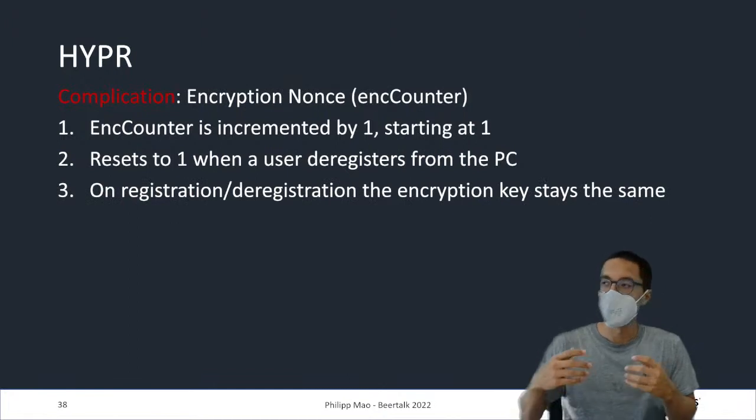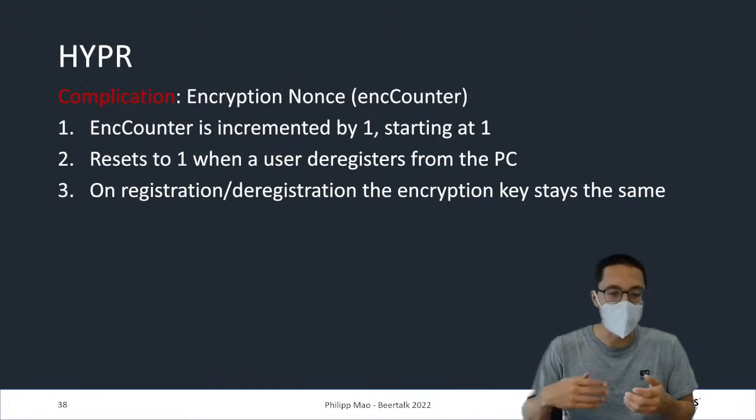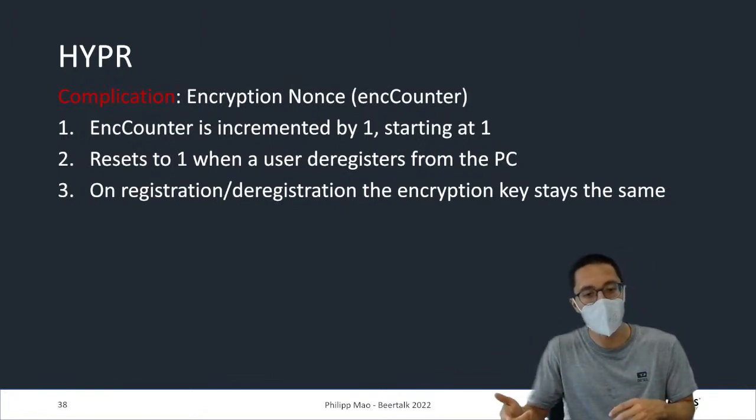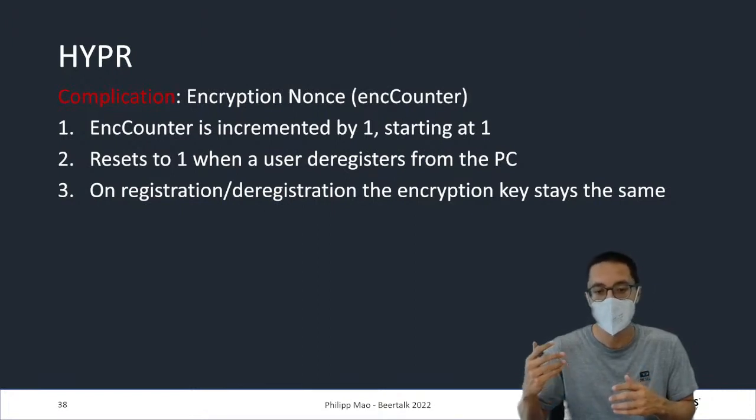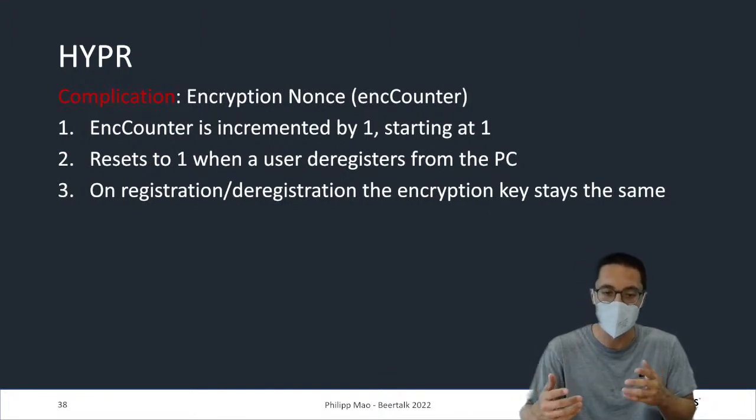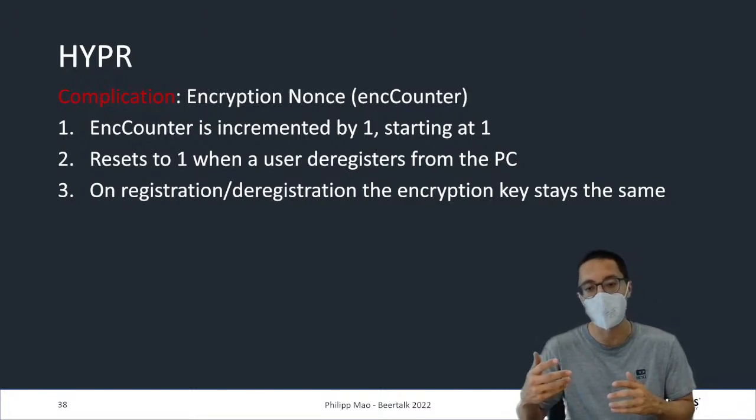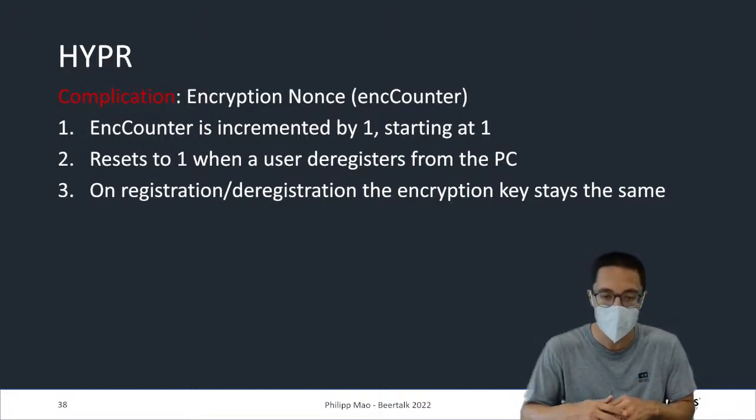When a user deregisters from a computer and then re-registers, what's important is that the enc counter is reset to 1, but the encryption key for the login certificate stays the same. So that's really important. Basically the reason for that is because the private and public key parts for the Diffie-Hellman key derivation of the smartphone and of the computer stay the same. So these are static for the HYPR app on a smartphone, or static for the HYPR workstation, the HYPR service on the computer.